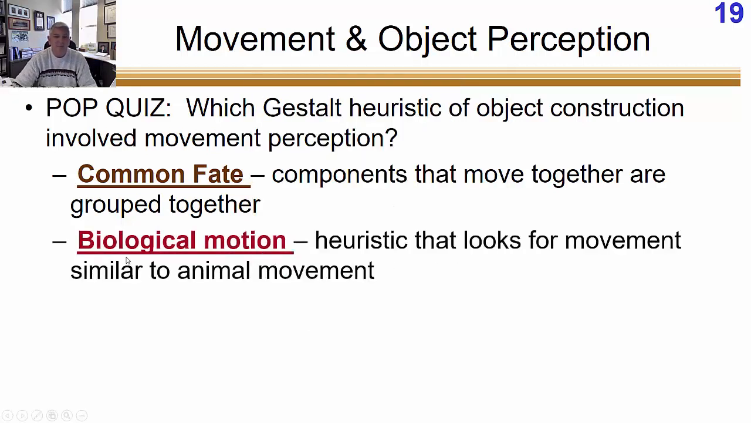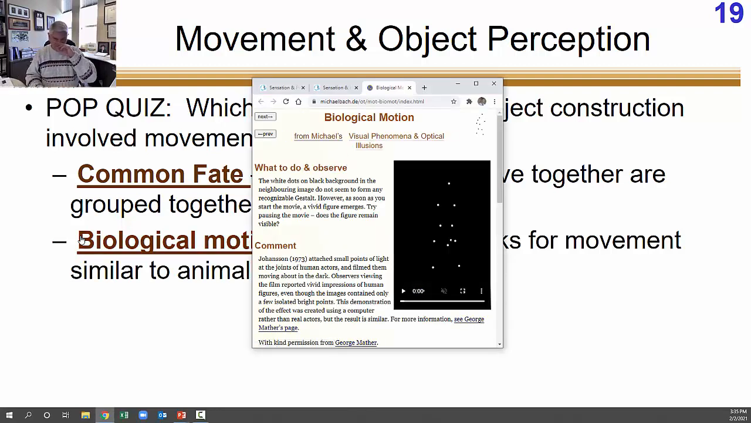Biological movement is a heuristic that looks for movement that belongs to certain animals or people, right? So we can look at this example. And we'll talk about this more in a few minutes. But here, you perceive these balls of light as a person walking, swinging their arms walking, biological movement.